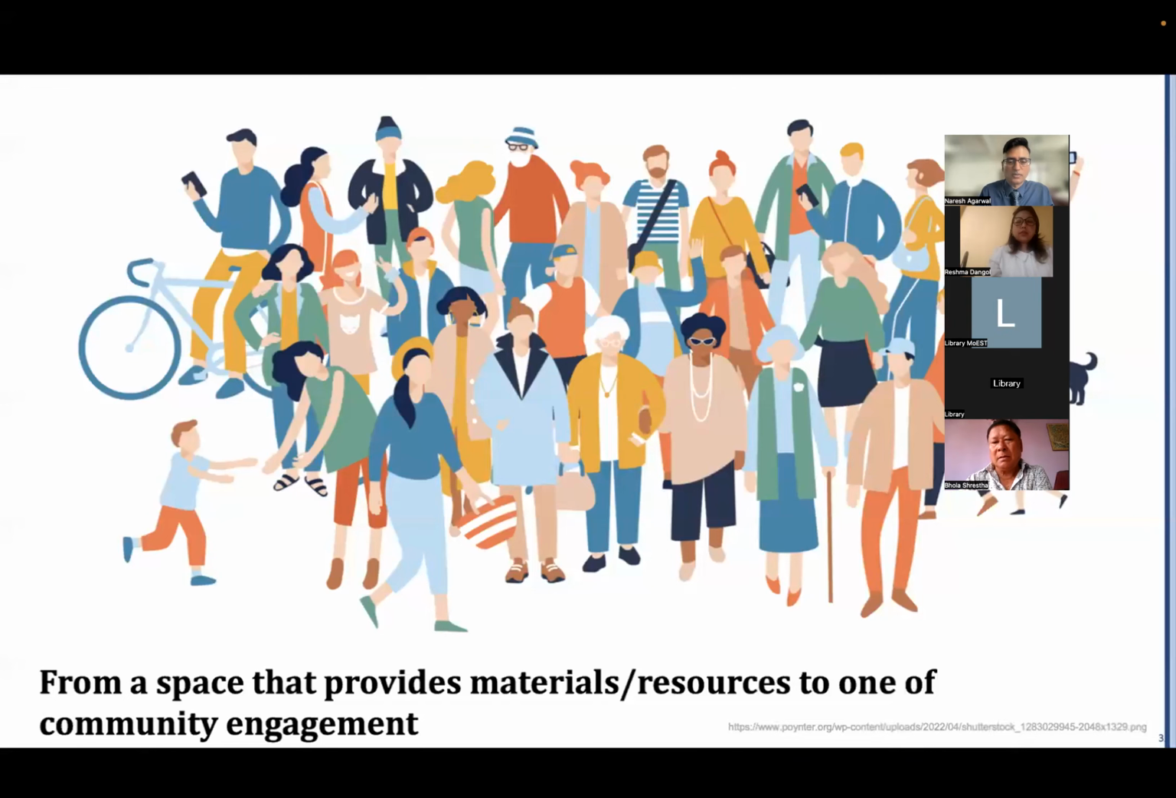And also, as a space that provides materials and resources to one of community engagement, a place where you bring the community together. In Nepal, there used to be guthis as a space. Newari guthis are a place for community engagement. Then you also have monasteries and temples, but a library has also been a space for community engagement, and increasingly that will be important even as we go online.